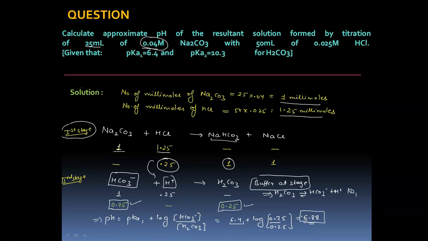So we can see that depending upon the quantity of the salt Na2CO3, the buffer is established either at stage 1 or stage 2, and correspondingly we will have to use the corresponding values of pKa in that respective buffer formula for finding the pH.